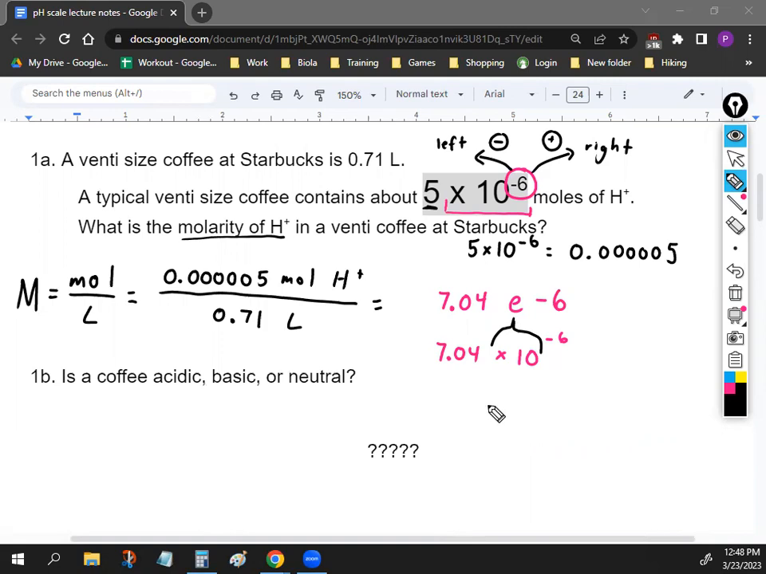Okay, and then if you guys want to turn it into a decimal, okay, easy thing, same thing as before. Just move the decimal point 6 times to the left. And that should give you 0.00000704. So all three of these numbers would be valid options. They're all equal to one another. Okay. So if you guys got this, then you're good to go.